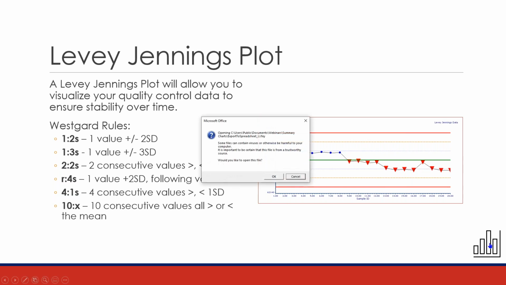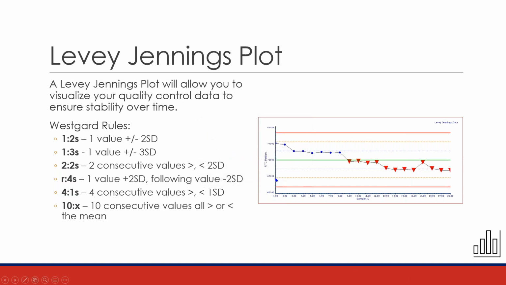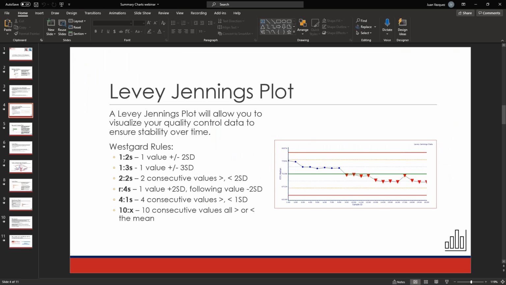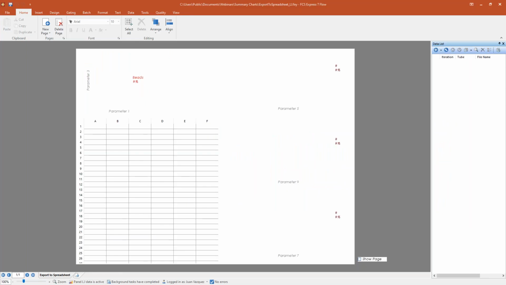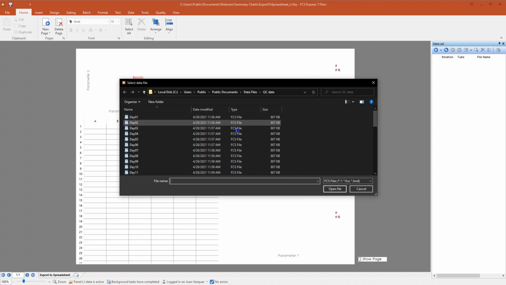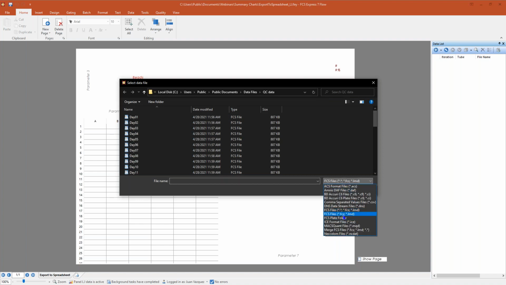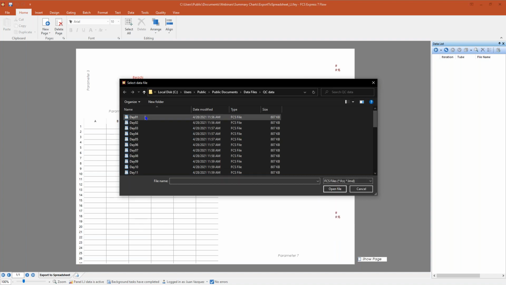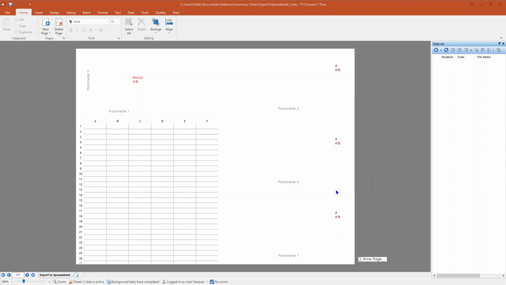What I'm going to do is open up an FCS Express layout to show you how we can use this to display this quality control data. I have a template, and with this template I have an integrated spreadsheet. I'm going to begin by adding some data to our template. Make sure I'm filtering for the proper file type. I have about 20 files that I'm going to load into this layout.